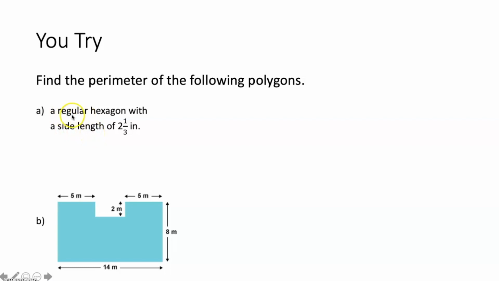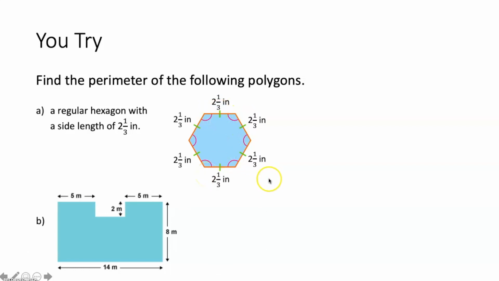Well, a regular hexagon means it's both equiangular and equilateral, meaning that all the sides are congruent. So if all the sides are congruent, that means each of the 6 sides in our hexagon is going to measure 2 1/3 inches. So if one of the side lengths is 2 1/3 inches and they're all congruent, then each side length is 2 1/3 inches.